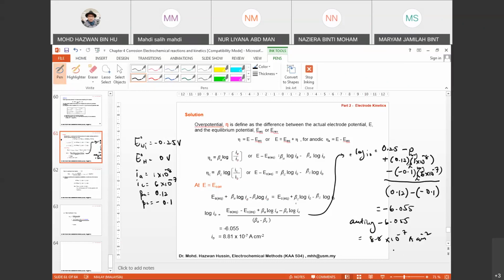Okay, Mahdi? Okay, doctor. Thank you so much. I hope you guys can get it. This is actually the difference. The clear difference is that over here, it should be positive. And the values of beta A and beta C, you still keep the sign. This one is still negative, this one is still negative. Only the potential for the anode should be positive. Okay, any other question?